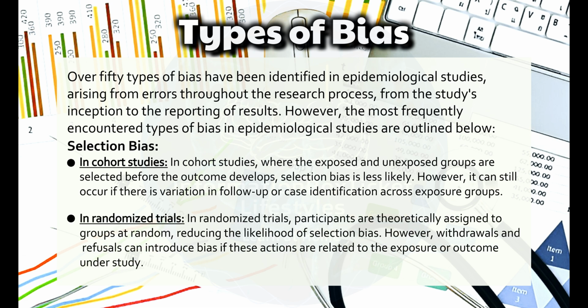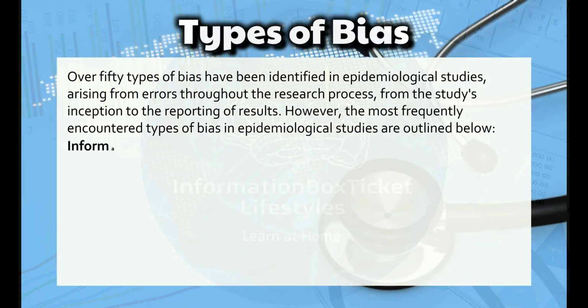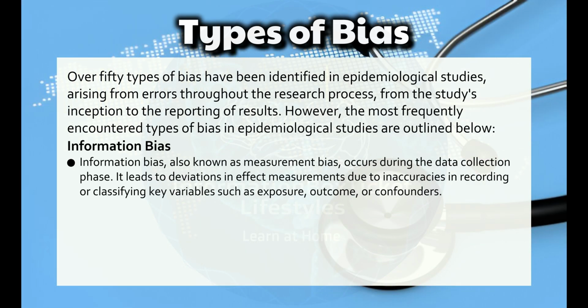Randomized trials. In randomized trials, participants are theoretically assigned to groups at random, reducing the likelihood of selection bias. However, withdrawals and refusals can introduce bias if these actions are related to the exposure or outcome under study. Information bias. Information bias, also known as measurement bias, occurs during the data collection phase. It leads to deviations in effect measurements due to inaccuracies in recording or classifying key variables, such as exposure, outcome, or confounders.